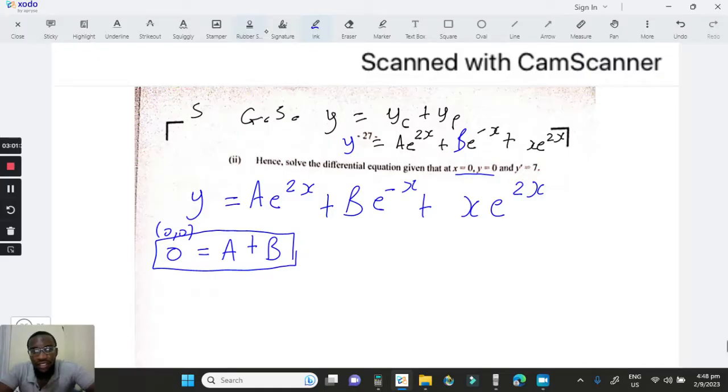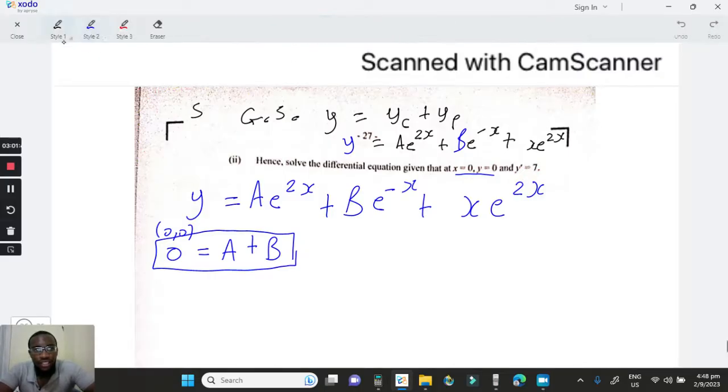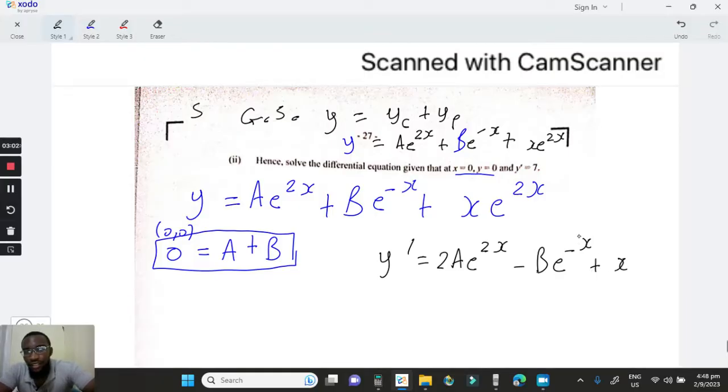Now the next thing they give us is the derivative. So we're going to have to differentiate now. So y prime is equal to, differentiate this, we get 2a e to the 2x, minus b e to the minus x. Then differentiate this using product rule. Keep the first times the derivative of the second, so 2 e to the 2x, plus keep the second times the derivative of the first, so that's e to the 2x.